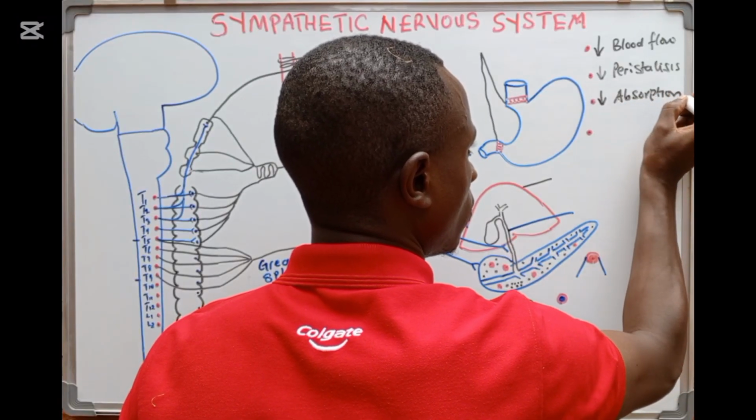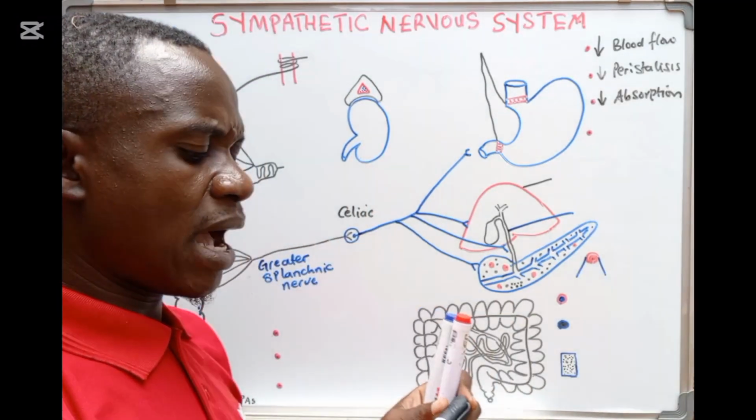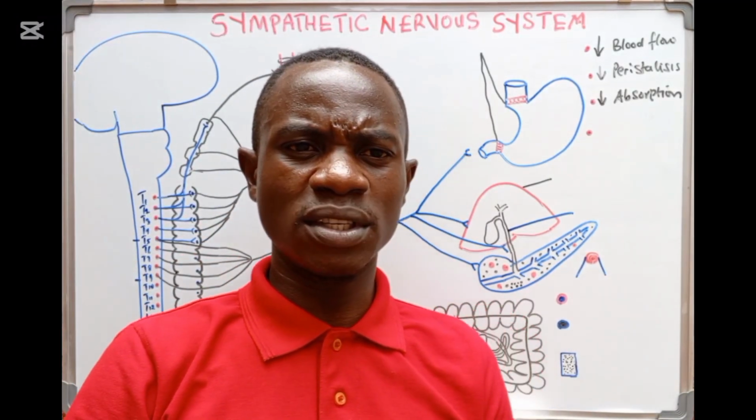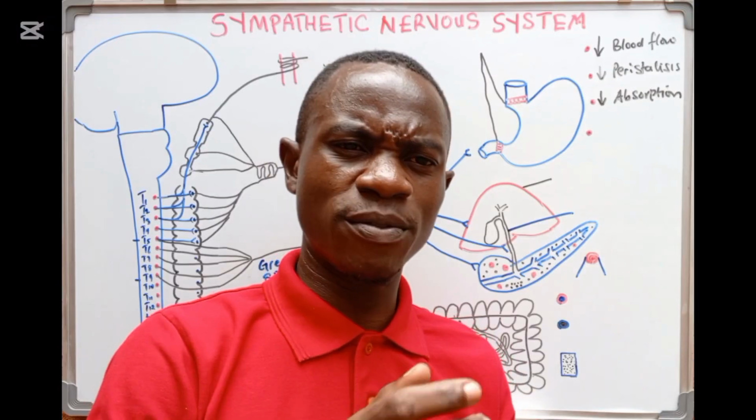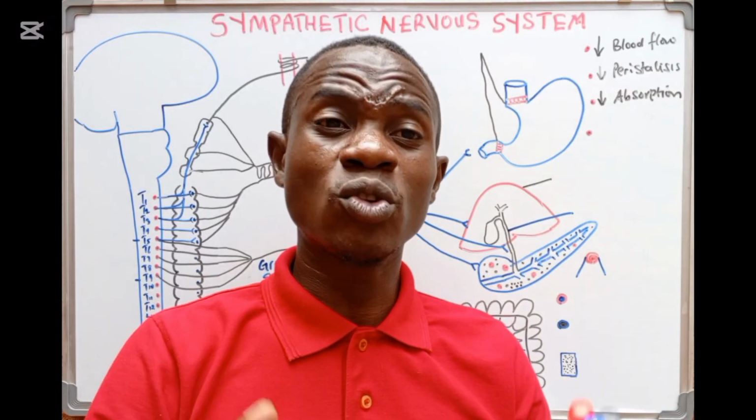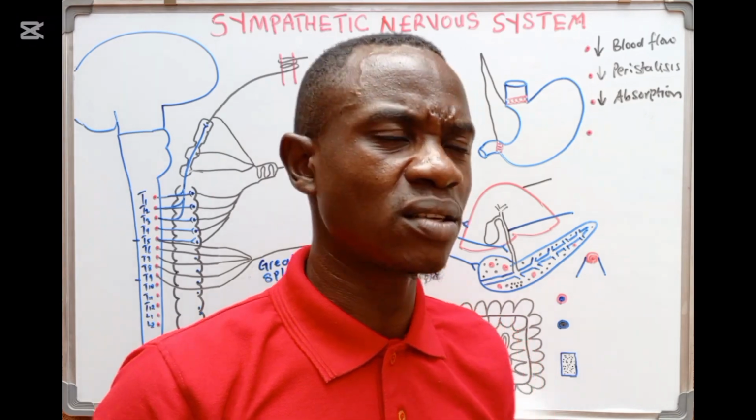Okay, what we call reduced absorption. Now, how about whenever we put some foods in the GI? There are always some gastric secretions. But during this stressful moment, when they are chasing us, we are going to have a decrease in gastric secretion.